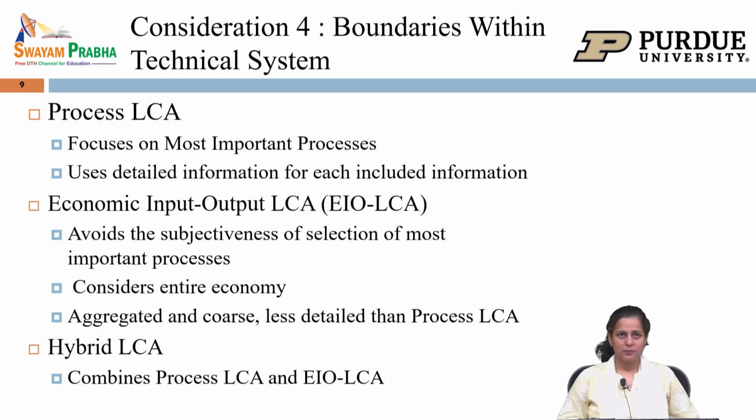Consideration 4 is boundaries within the technical system. This is where we'll focus a lot in this course. We will go through the computational structure of process LCA and economic input-output LCA. What is process LCA? Process LCA, simply stated, focuses on the most important processes, and we use the detailed information for each process in the calculation of the life cycle environmental or economic impact for that particular product life cycle.